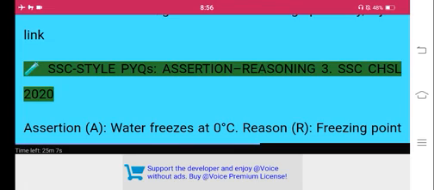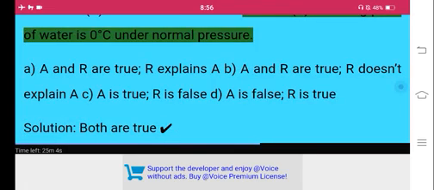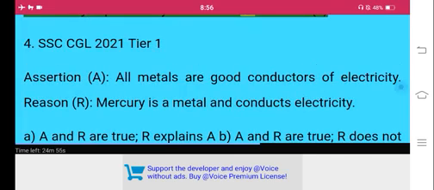Test tube SSC style PYQs. Assertion reasoning 3. SSC CHSL 2020. Assertion A. Water freezes at 0 degrees Celsius. Reason R. Freezing point of water is 0 degrees Celsius under normal pressure. A. A and R are true, R explains A. B. A and R are true, R doesn't explain A. C. A is true, R is false. D. A is false, R is true. Solution. Both are true. R correctly explains why A is true. Answer: A.